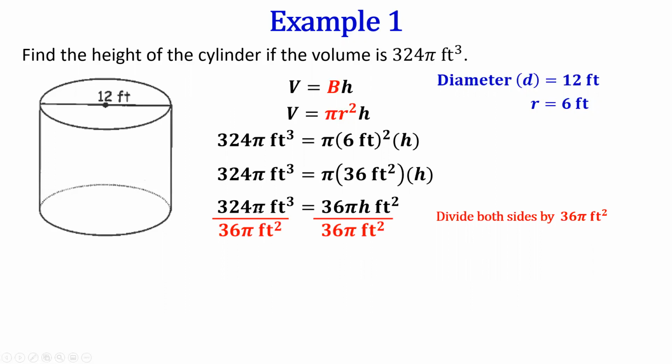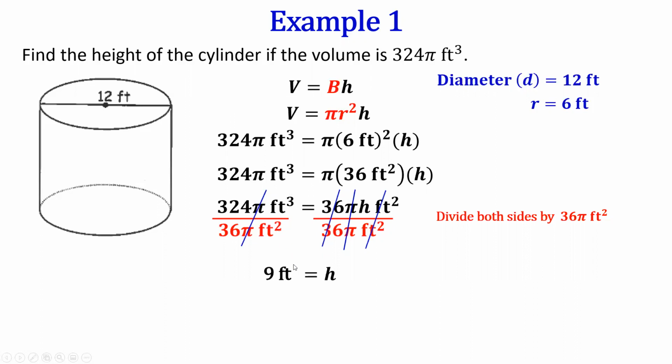On the left side, the pi's will cancel because, once again, anything divided by itself is 1. On the right side, the 36 will cancel, the pi's will cancel, and the units will cancel. So on the right side, what I'm left with is what I wanted. I have just h. And on the left side, I have some simple math problems. I do 324 divided by 36. That gives me 9. And then for the units, I remember my exponent properties. When you have the same base and you're dividing, you're supposed to subtract the exponents.